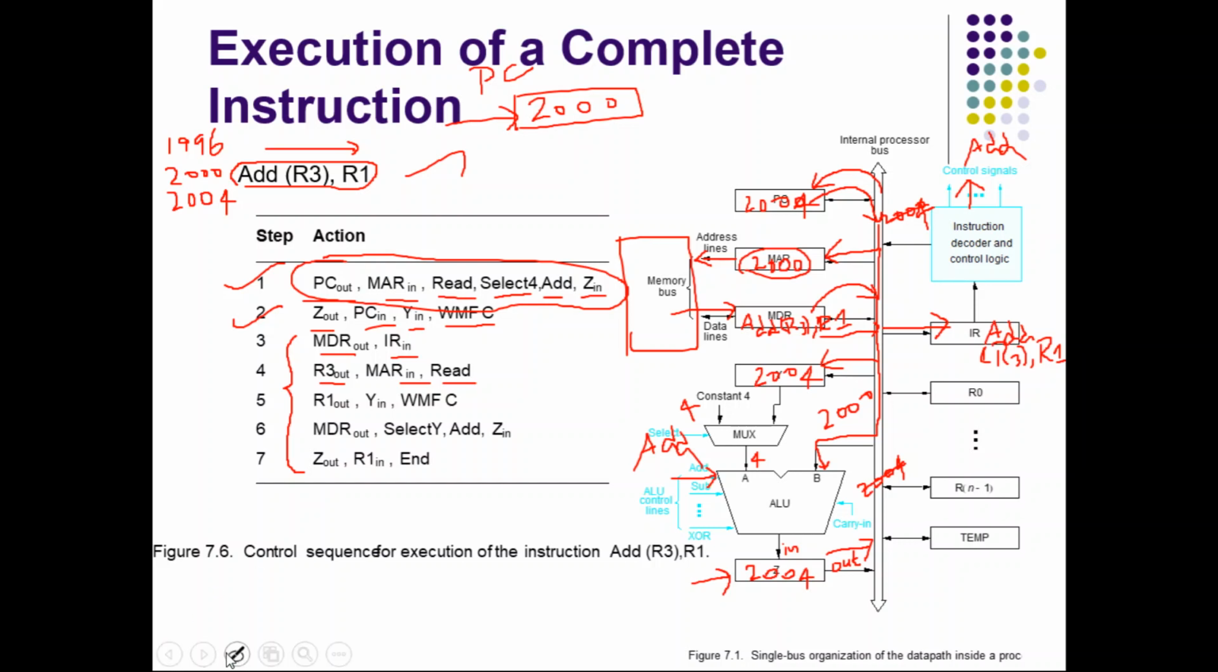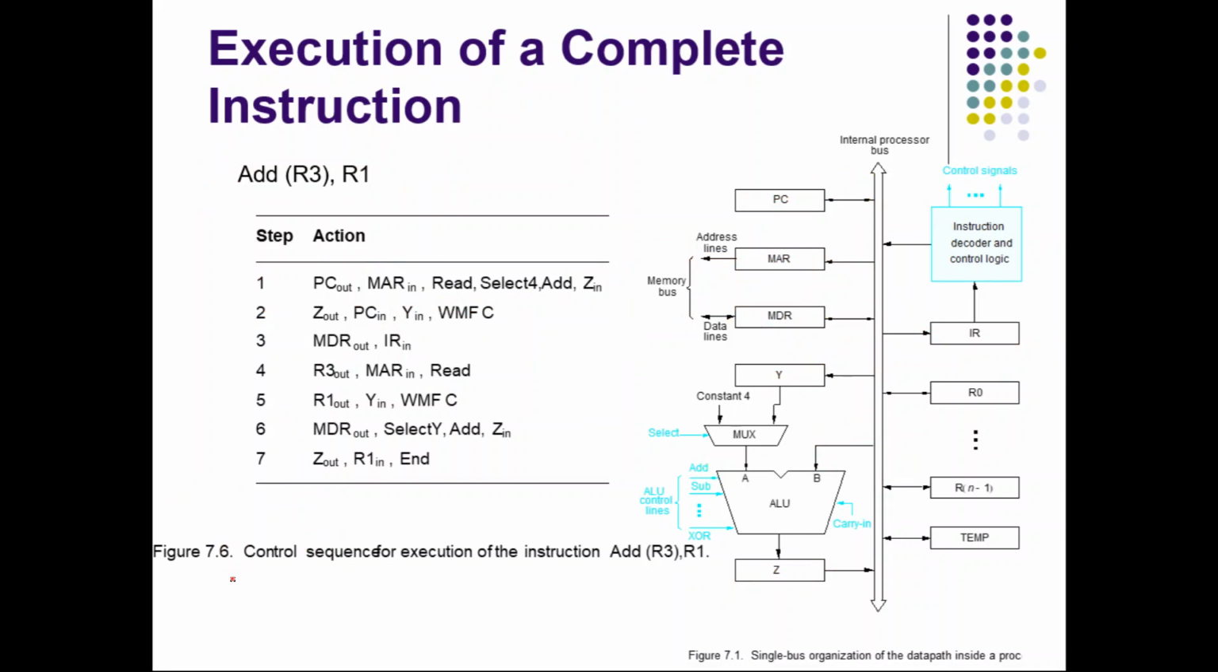So what is this? Because here the first operand is an indirect memory reference. Indirectly it is referring to memory, so that content should be read. Whatever is available in R3, that should be read. So if R3 is 1000, then the content stored at location 1000 should be read. Maybe this content may be 15. So this R3 content should be moved to MAR, so we are saying R3 out, MAR in.